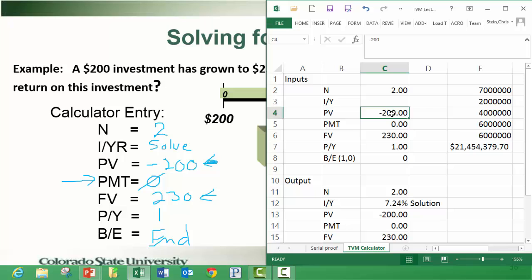Now, just for fun, let's see how broken this thing can be. If I put 200 in, look at that. I get an error. There's no solution for this particular problem. It cannot solve this. There is no rate of return if you put those signs in incorrectly. So I do the negative 200. There's our 7.24.